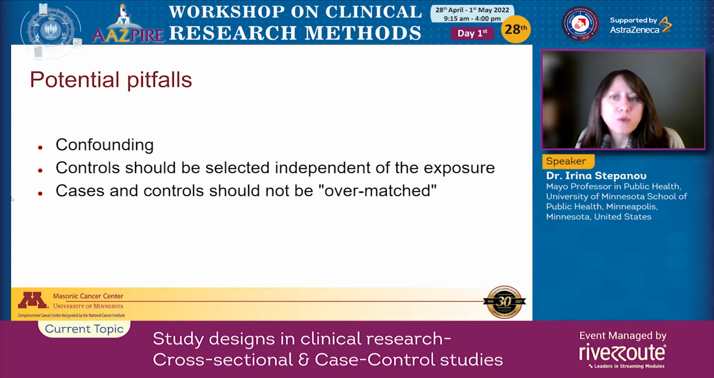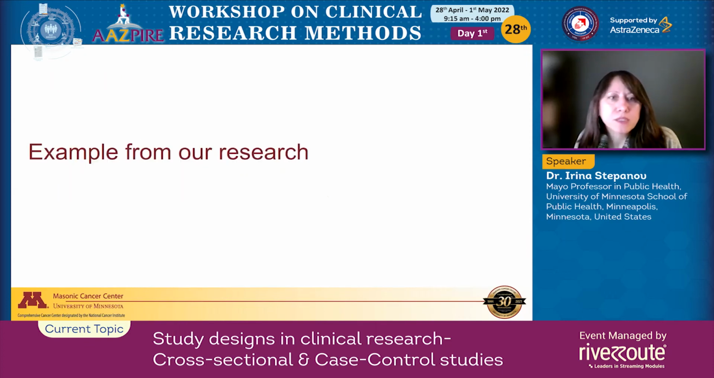Care should be taken to avoid confounding, which arises when an exposure and an outcome are both strongly associated with some kind of third variable. So you want to make sure that controls are subjects who might have been cases in the study, but are selected independent of exposure. And cases and controls also shouldn't be overmatched. So these are just some considerations.